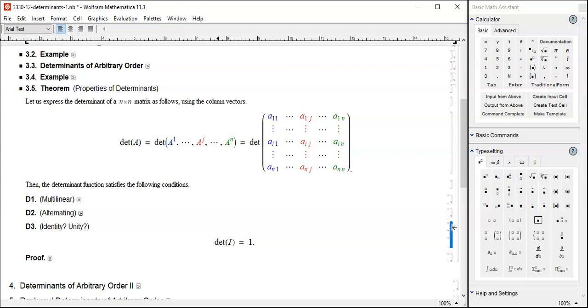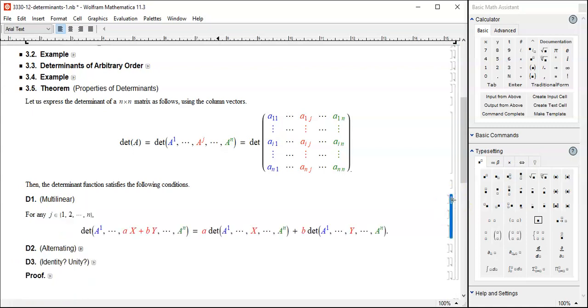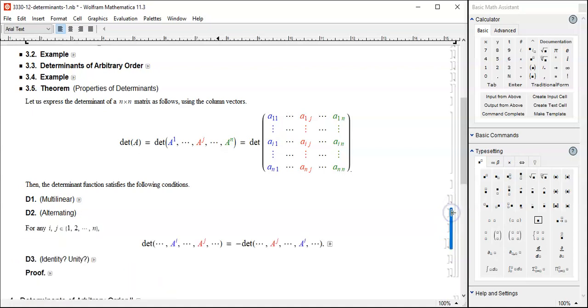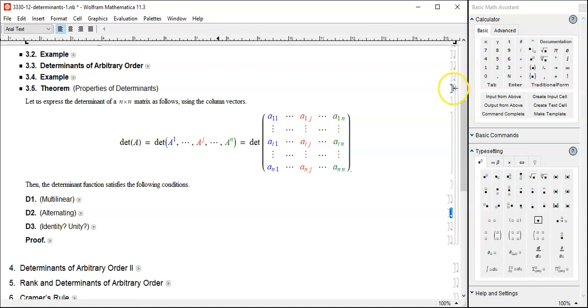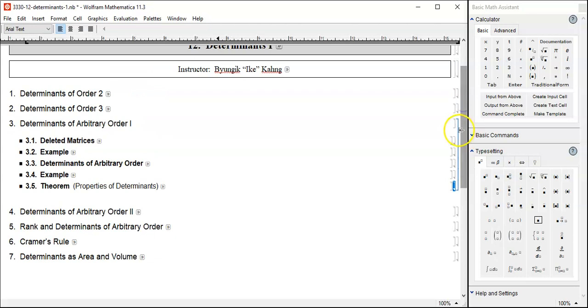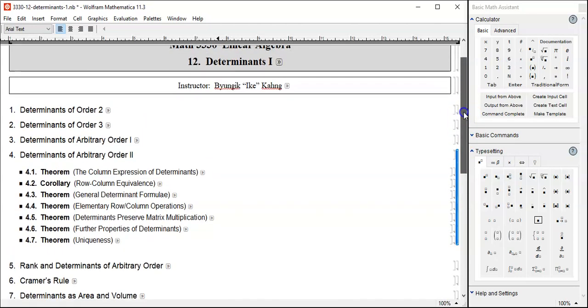Finally, the property of identity matrix. Determinant of identity matrix is always 1. The proof, we're going to do those in an optional video. Multilinearity is tricky, tedious, but we can do that. Identity, not too bad. But alternating, oh boy, this is hard. Okay, so much for section 3 of this notebook. And let's move on to the next section.